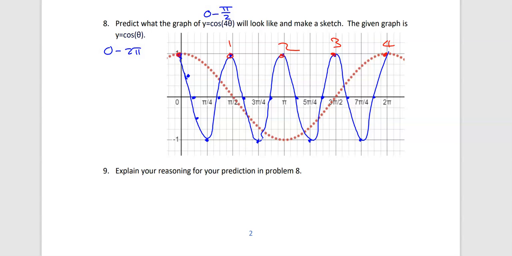So you're starting basically four of this shape here. This occurs 4 times in the same time cosine theta does it once. So sine, basically we have 2 periods when you have 2 theta. Cosine, we went through 4 periods.